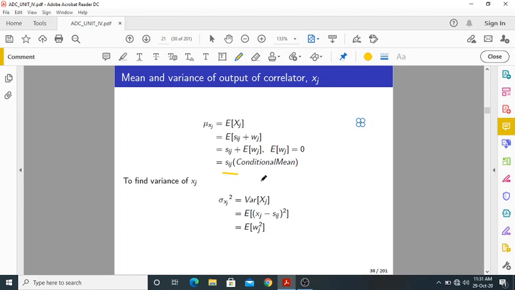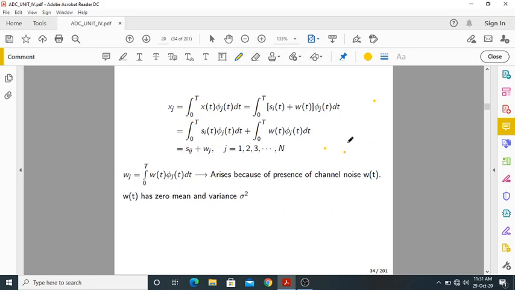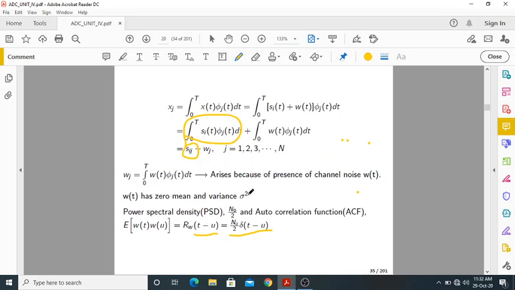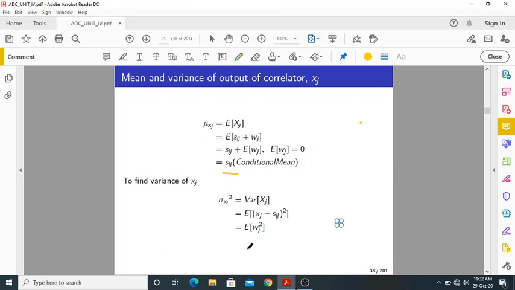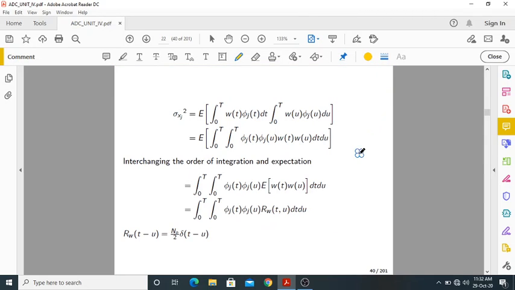The mean is a constant. What is the variance? We know the variance formula: the expectation of xj minus its mean, whole square. What is the mean of xj? Sij. But what is xj minus Sij? It is Wj. So it is the expectation of Wj square. With simple calculations, finally it becomes n naught by 2 delta of t minus u.